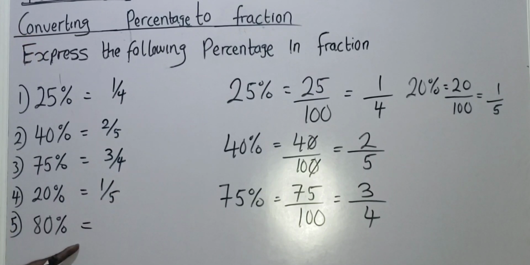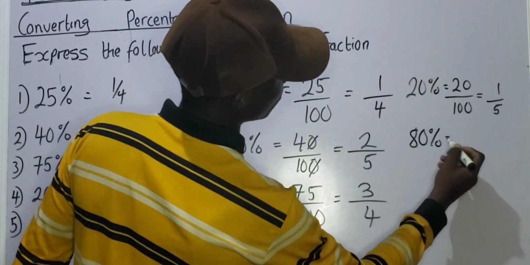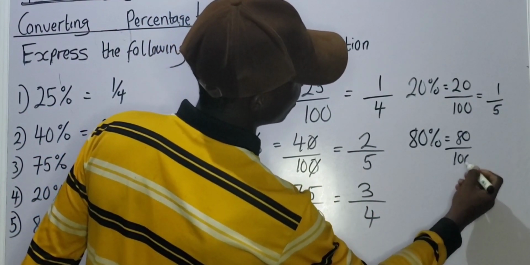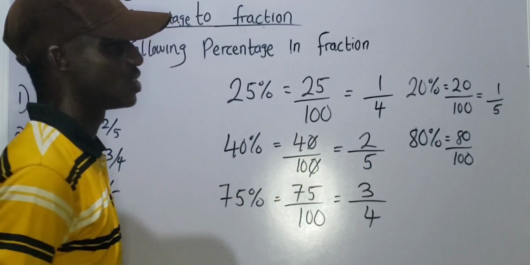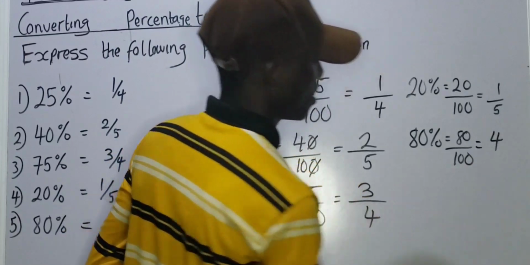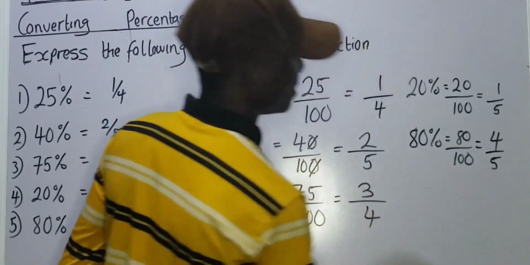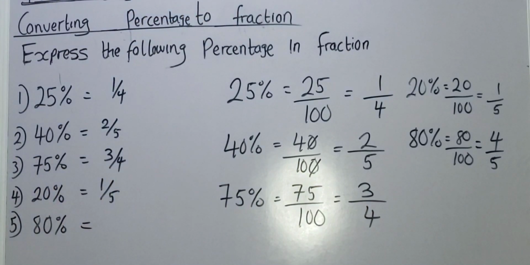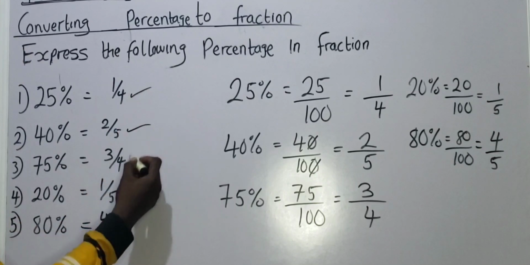Okay? What do you have in this place? This should be 80 over 100. 80% is equal to 80 over 100. What can go in both 80 and 100? 20. You understand? 80 divided by 20, that is 4. So I'm going to have 4. 100 divided by 20, that is what? 5. So the reduced form of 80 over 100 is what? 4 over 5.